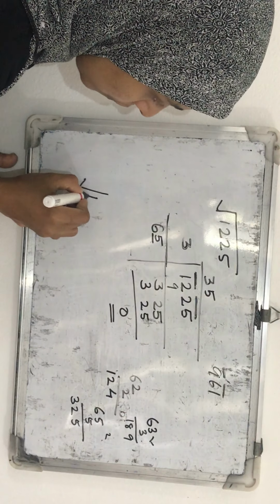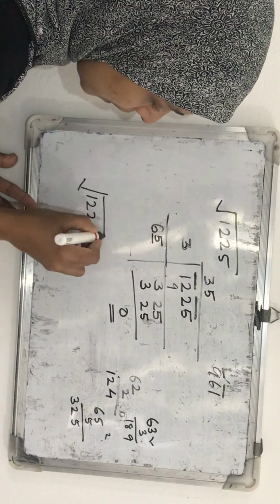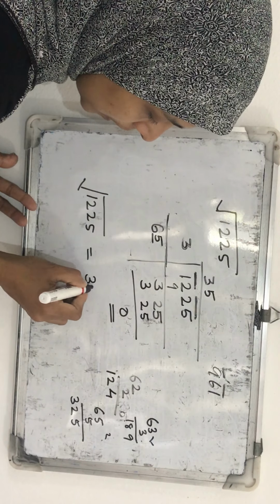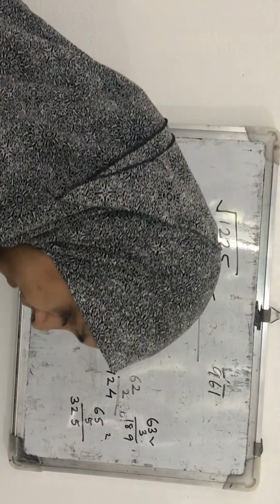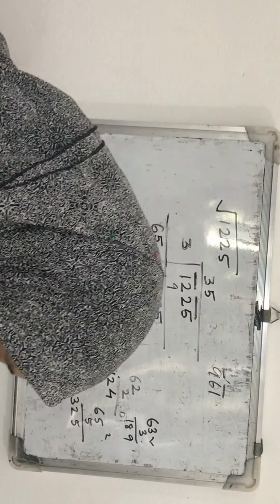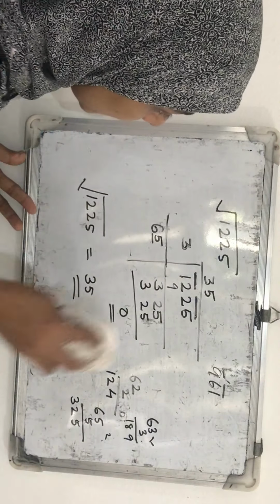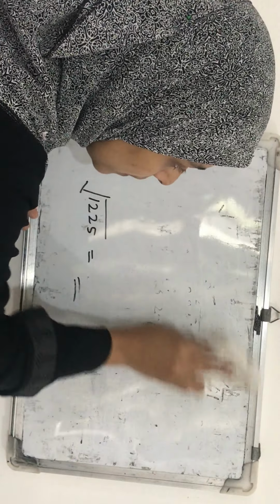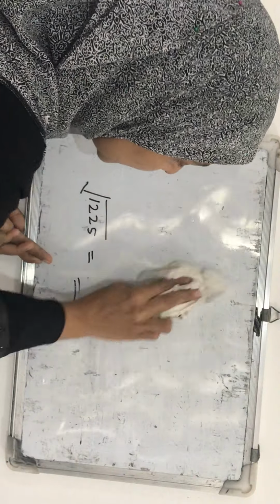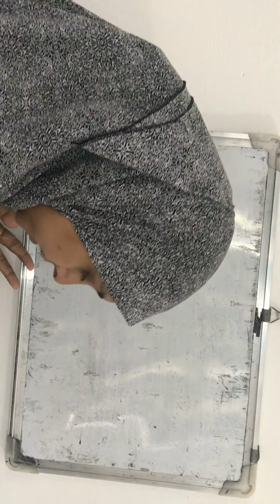Therefore, square root of 1225 equals 35 is the answer. Okay, now next example. Is it any difficult? No problem. If you are practicing well, it will get very easy. It will not take time as the prime factorization method. Now another example you do.